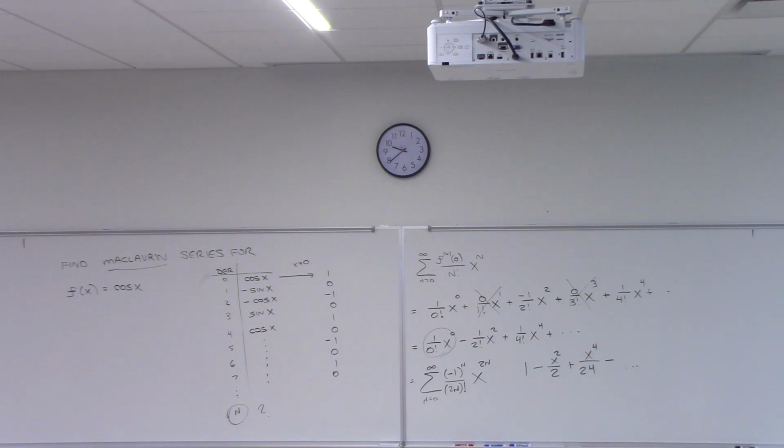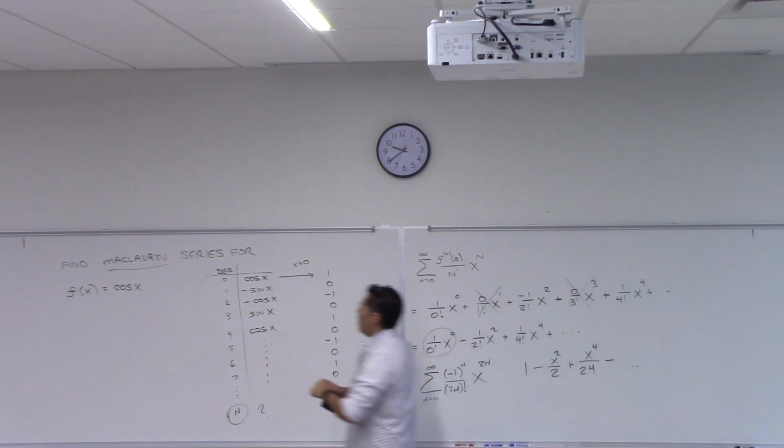All right, next example. Find the Maclaurin series for x squared cosine x.